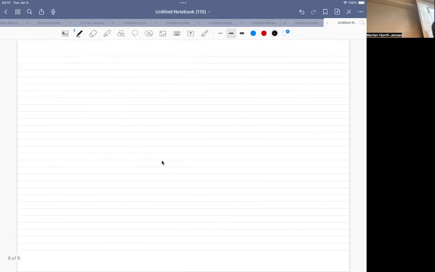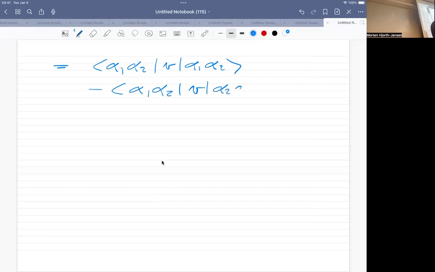So that means what we end up with is a final result, which is alpha 1, alpha 2, V, alpha 1, alpha 2, minus alpha 1, alpha 2, V, alpha 2, alpha 1, which we normally rewrite in terms of this anti-symmetrized matrix element, alpha 1, alpha 2, anti-symmetrized. And this is exactly what we got when we did the calculation with a two-particle Slater determinant. We went through all the integrals, which gave us something non-zero. So it's exact, and we should obviously get the same expectation value.